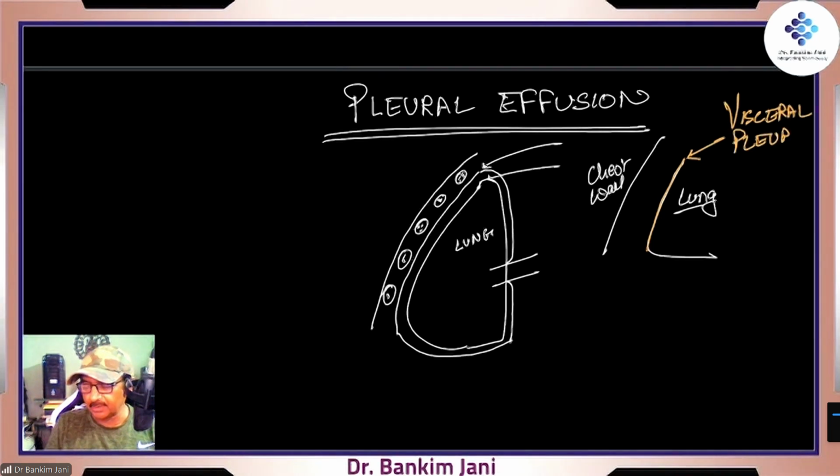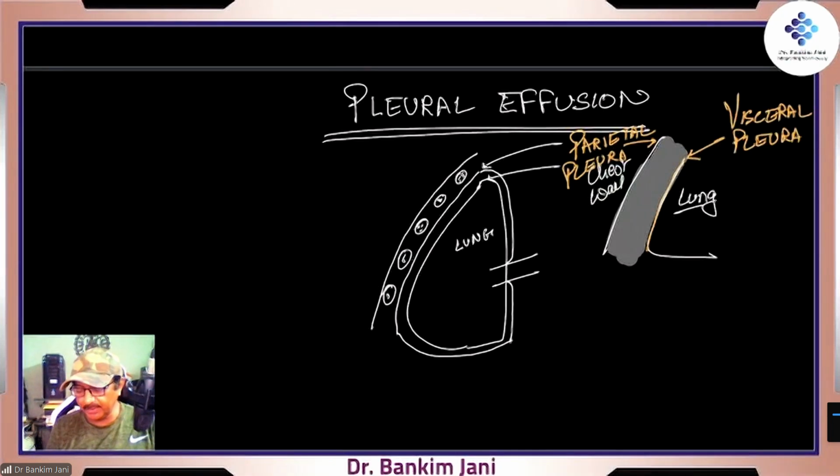Viscera means organ. The lung is one of the organs. So that's why it is the visceral pleura. And this is the outer pleura. It is also called the parietal pleura. So it is the space present in between that we are interested in. Now, when we say pleural effusion, it means fluid in the pleural space.